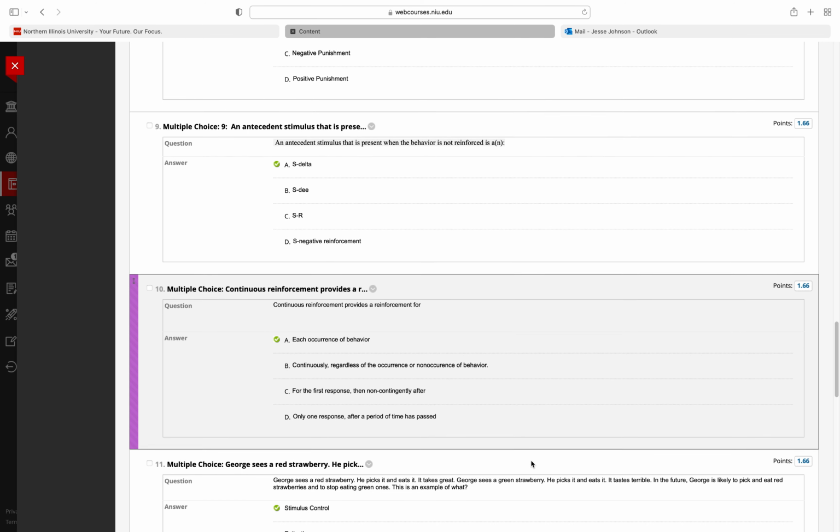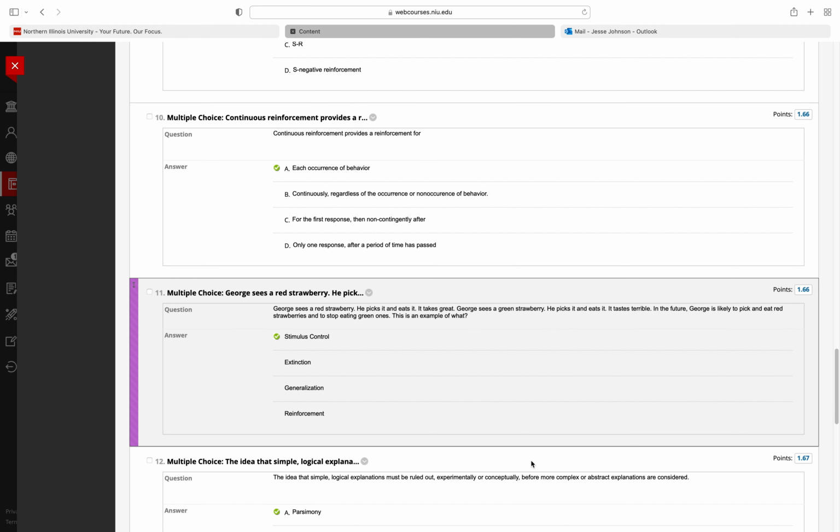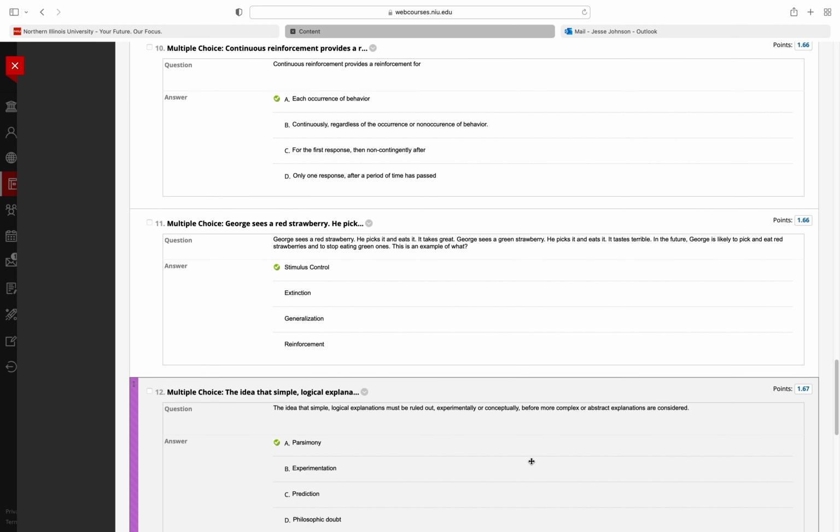An antecedent stimulus present when the behavior is not reinforced is an S delta. An S delta is a cue or signal in the environment that lets you know that the behavior is not going to be reinforced. An S delta is a cue for extinction. Continuous reinforcement, each occurrence of the behavior. I don't think anybody missed that.